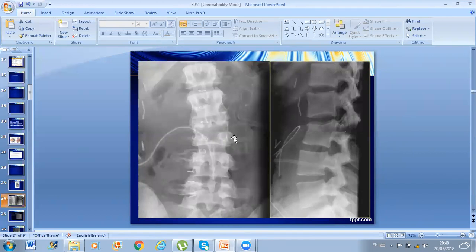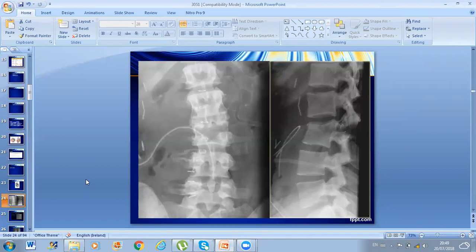What is this injury called, by the way? Compression fracture. This is a flexion distraction injury. Whiplash? No, there is no whiplash. Whiplash is in the cervical spine.